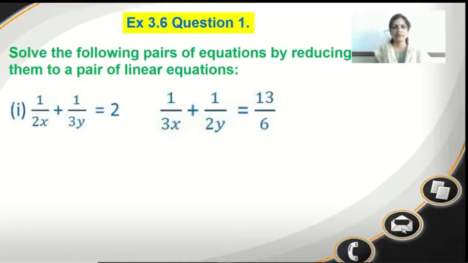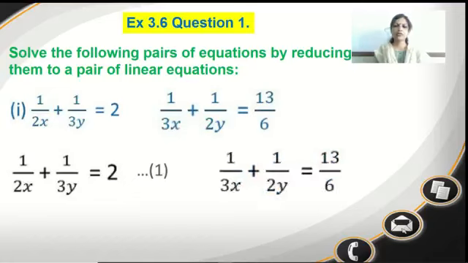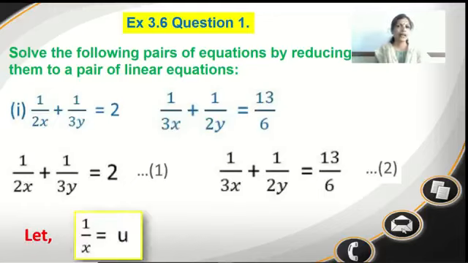Let us understand that. So what we'll do, we'll consider equation 1 as 1 upon 2x plus 1 upon 3y is equal to 2, and 1 upon 3x plus 1 upon 2y is equal to 13 upon 6 as equation 2. Now to convert this into a proper standard format, in this case we will consider let 1 upon x is equal to u and 1 upon y is equal to v. We can take any variable. I have chosen u and v. So let's move ahead and check out how we'll solve it.